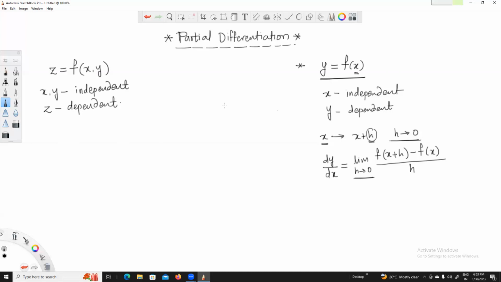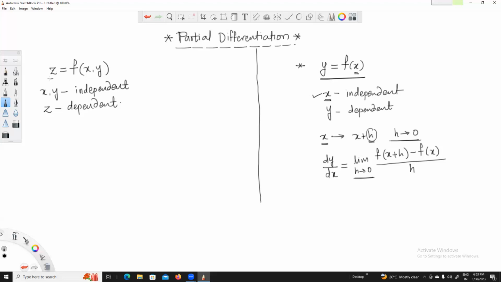Now compare these two forms. In the first one, we had only one independent variable, and the value of y depends only on x. If I perturb or slightly change the value of x, it is going to change the value of y as well. But here we have two independent variables, so we have a choice. Either you can perturb x or y, or you can perturb both. But it is not necessary to change both to change the value of z. Even if you change either x or y, the value of z is going to change.